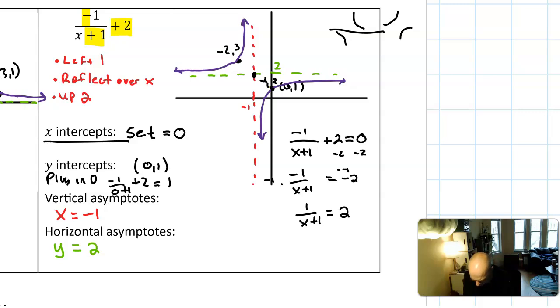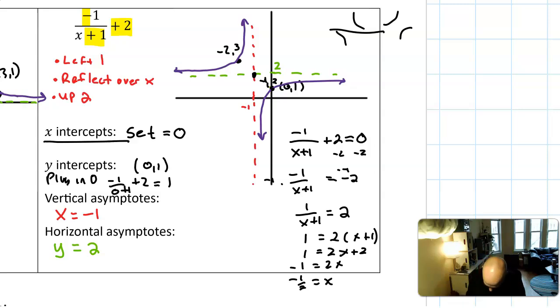I'm just multiplying by -1 here to make everything positive because I had negatives on both sides. And I'm going to clear out the fraction. So now I've set that equal to 0, and I know that when x is -1/2, y is 0, and that's the x-intercept of this graph.